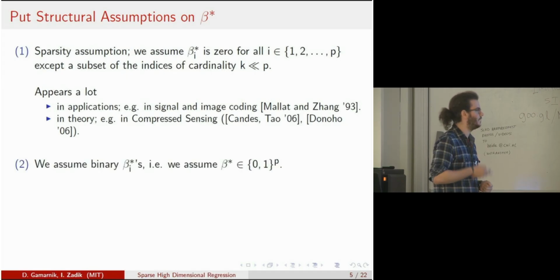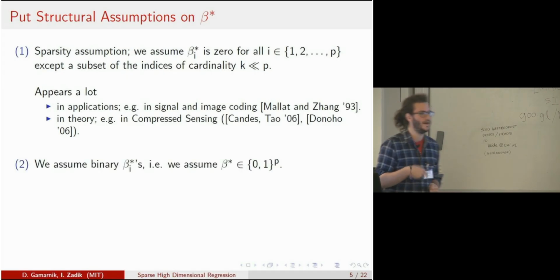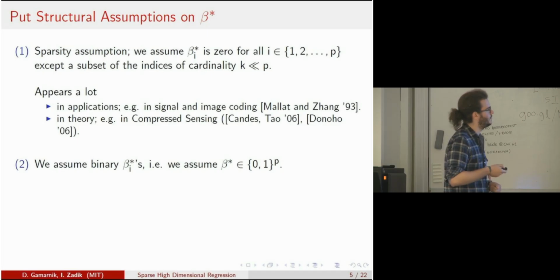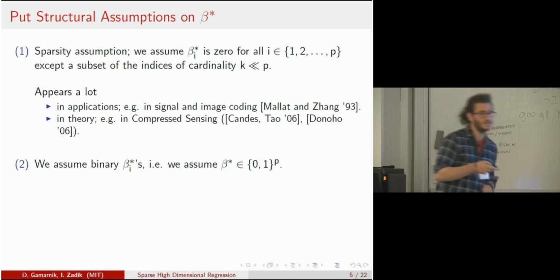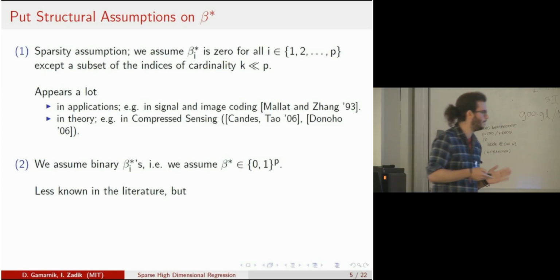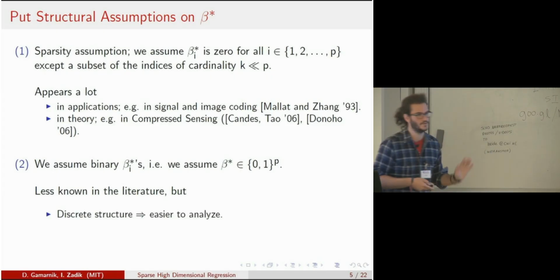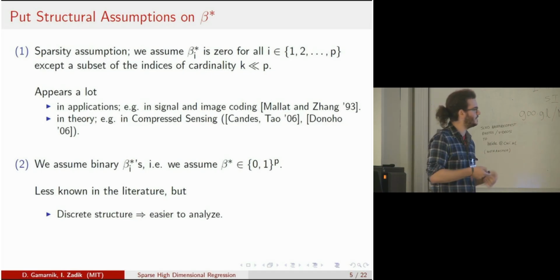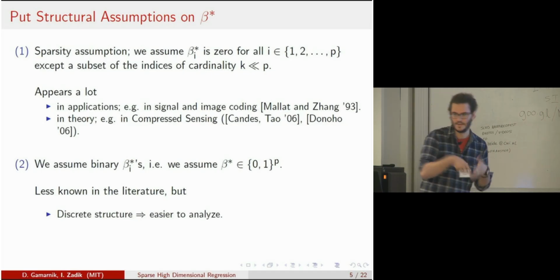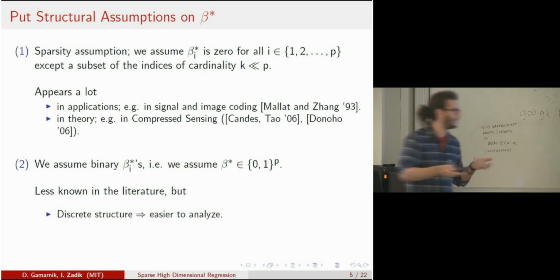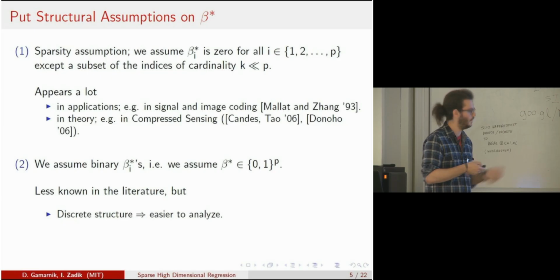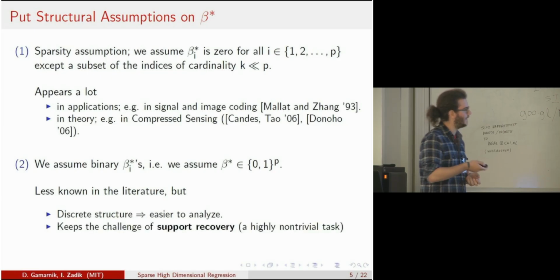We'll make a second assumption, which is not that common: binary coefficients. We'll assume that every coordinate of beta star is either 0 or 1. This is a less known assumption in the literature, but we made it for three reasons, especially the third one. The first is that it gives a discrete structure in the problem, which makes it easier to analyze and prove clean theorems about what is going on. The second is that it keeps the challenge of support recovery.